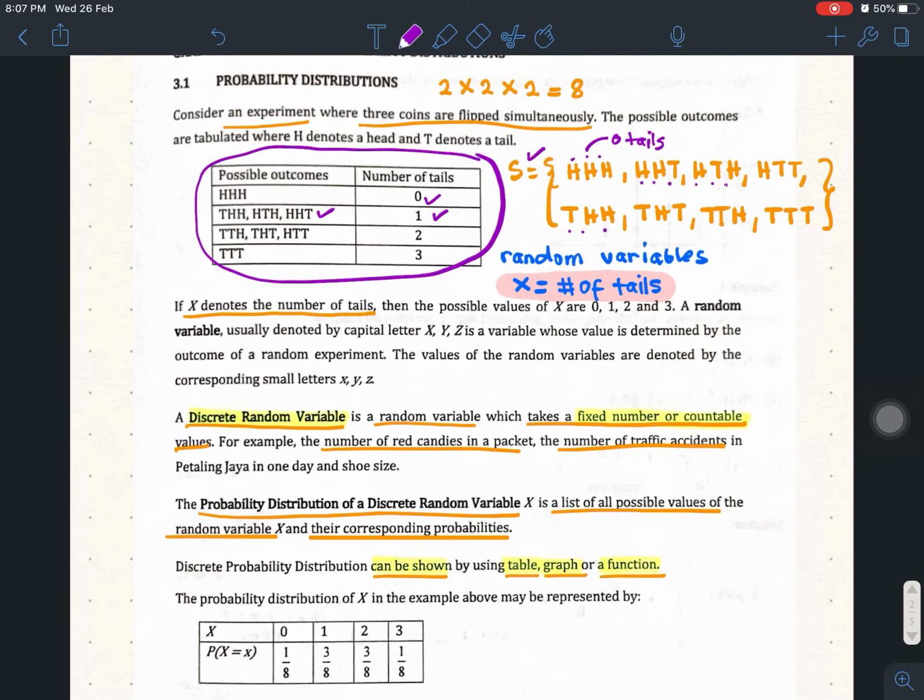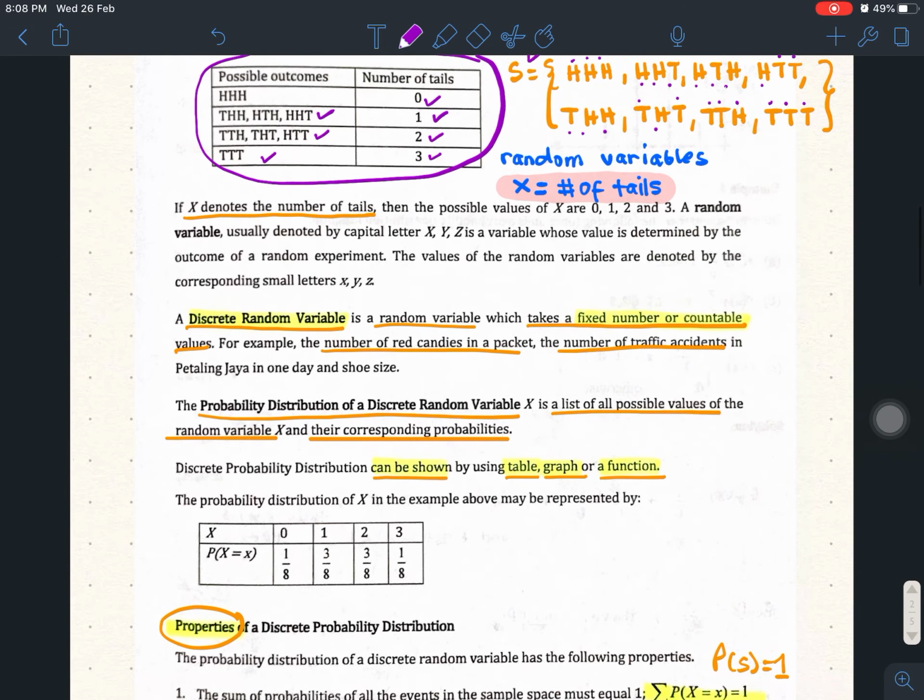And then there are 2 tails and 1 head, and this is not the only outcome. You can also have other outcomes with 2 tails and 1 head. So they list out the possible outcomes when the number of tails is 2. And the last part, you will have 3 tails. There's only 1, so the count is 1. That's how you get the random variable.